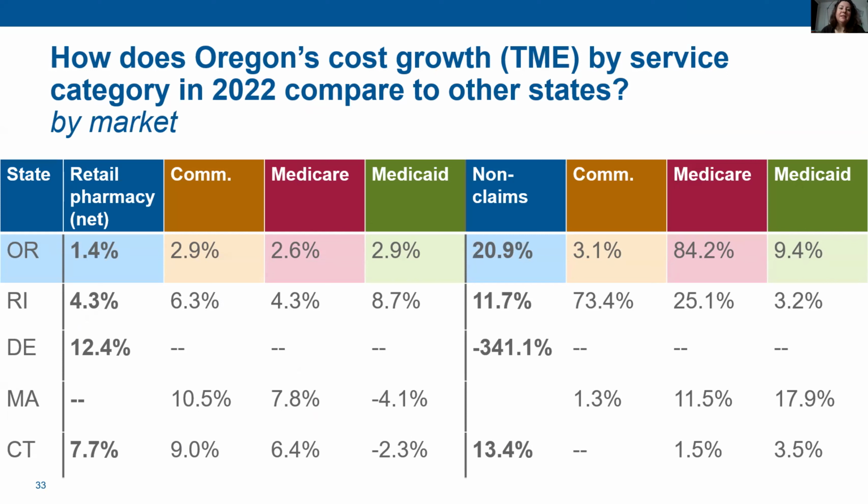On the non-claim side, we're middle of the pack here. Delaware had a huge drop in their non-claim spending. And I have a number of questions about why that is and what happens in Delaware. But you can see our non-claim spending was significantly higher than Massachusetts and Connecticut by market. And it's more comparable or less than what was happening in Rhode Island.